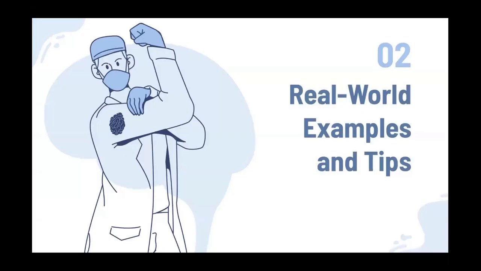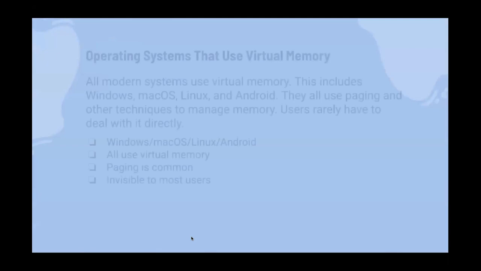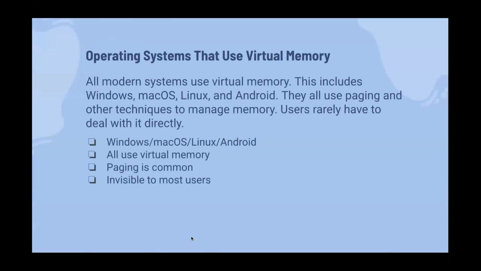So, some real-world examples and tips. Well, operating systems that use virtual memory. All modern systems use virtual memory. This includes Windows, macOS, Linux, and Android. They all use paging and other techniques to manage memory. Users rarely have to deal with it directly. So Windows, Mac, Linux, and Android all use virtual memory. Paging is common and is invisible to most users.